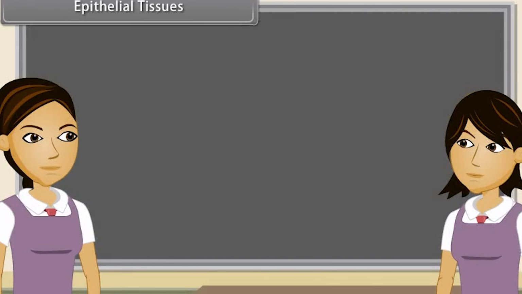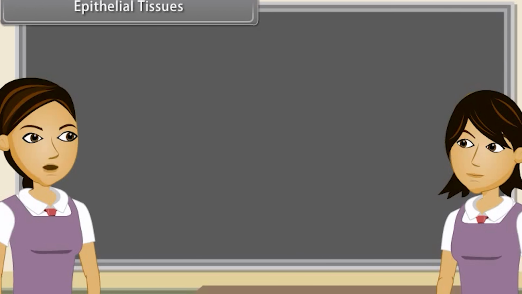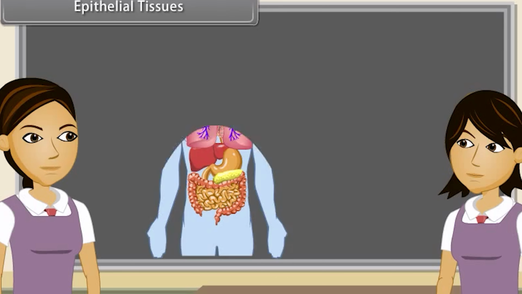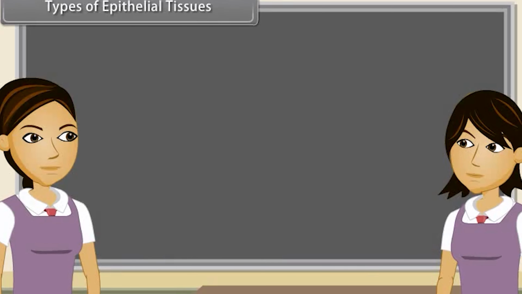Epithelial tissues. Tissues which cover all the organs of the body externally and also line hollow organs internally are known as epithelial tissue. Yes, Ankita, the cells of epithelial tissue are tightly packed and form a continuous sheet. There is no intercellular space and matrix between these cells. Epithelial cells are present in skin, lining of buccal cavity, alimentary canal, kidney tubules, lungs, and glands.